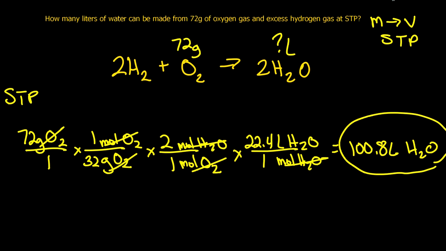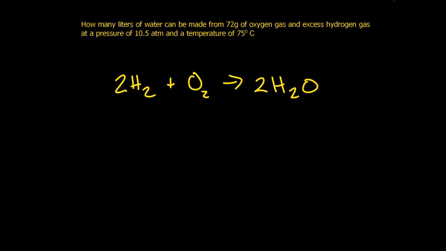Alright, let's do another one. So how many liters of water again? So I'm looking for liters of water that can be made from 72 grams of oxygen gas. So we got 72 grams again.